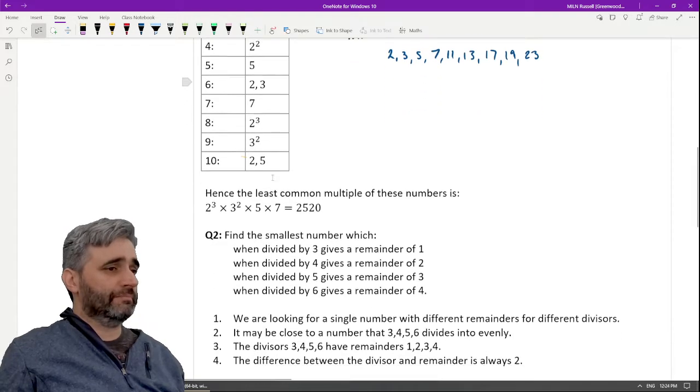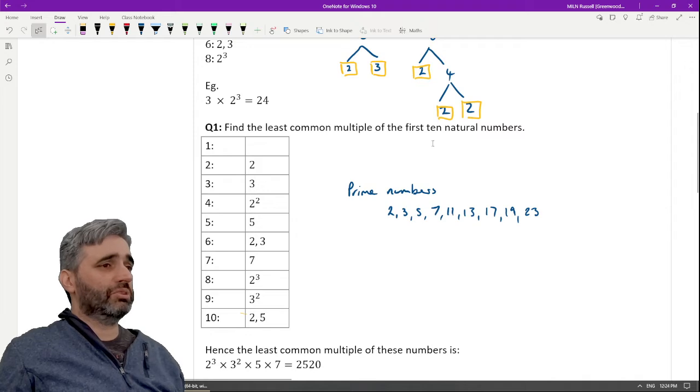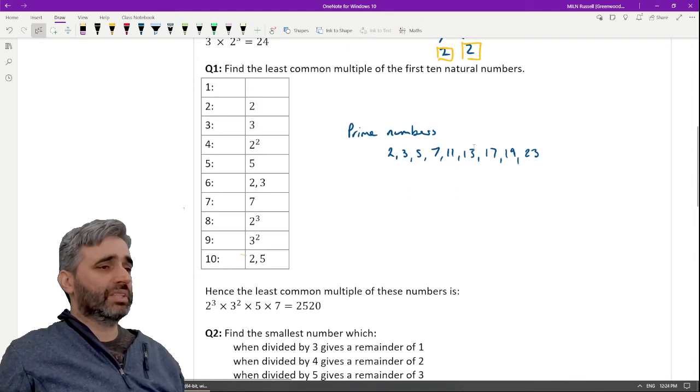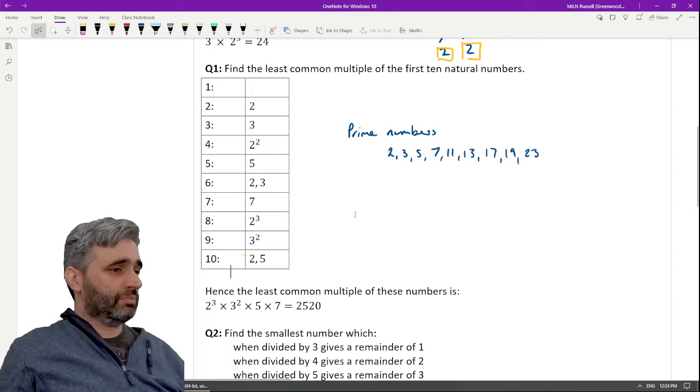Okay, first step done, and that was our first problem: find the least common multiple of the first 10 natural numbers. Tick. I wrote the prime numbers down here just so I could remember them. All of these numbers only have factors of themselves and 1, and they're not composite numbers, which would have more than 2 factors.